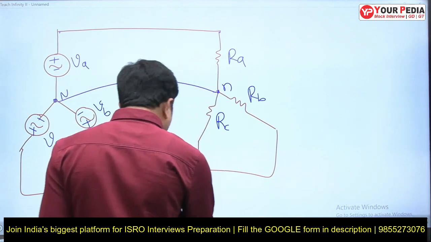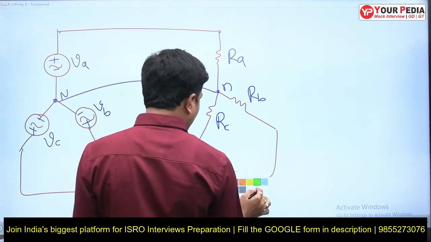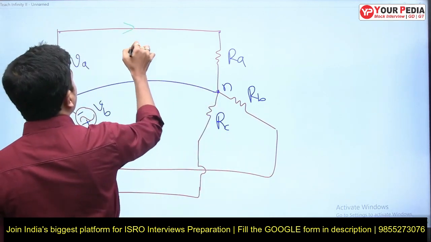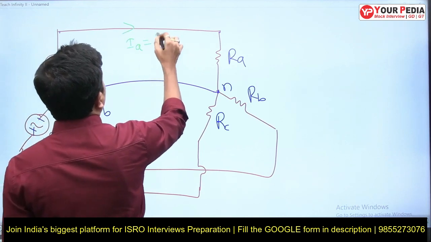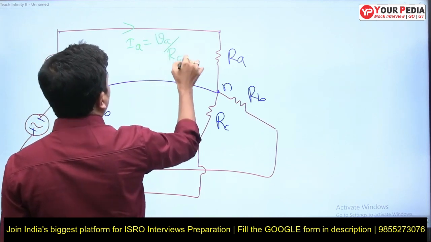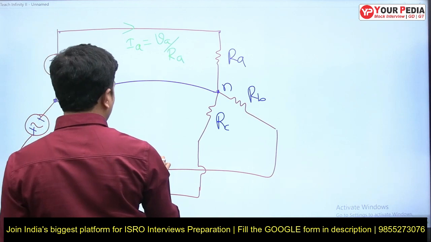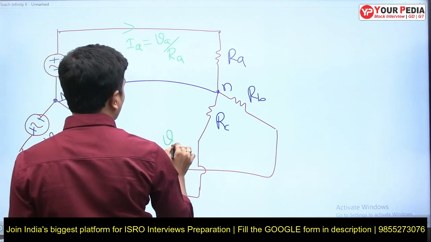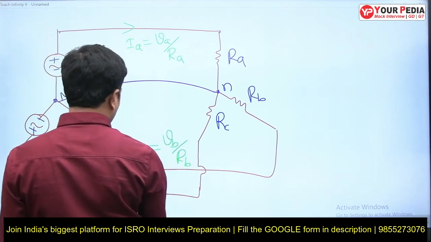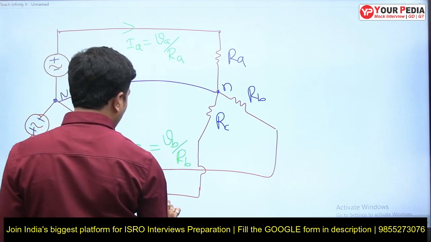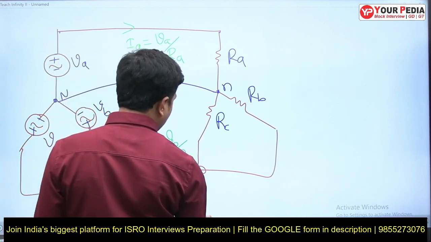Now tell me, how much is the current flowing in phase A? IA is equal to VA by RA. How much is the current flowing in phase B? IB is equal to VB by RB. Similarly, IC is equal to VC by RC.